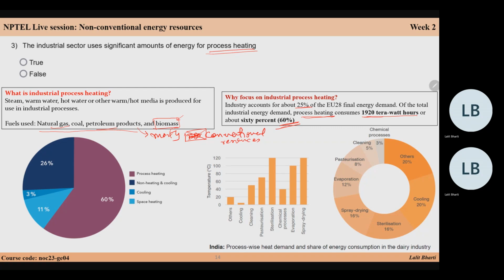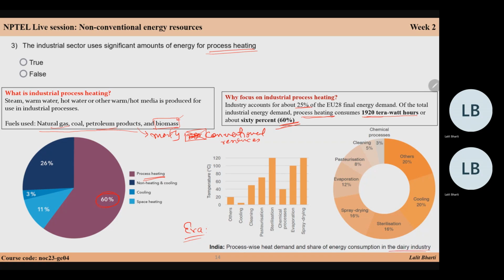So we need to take industrial process heating very seriously. We can see that 60% of industrial energy demand comes from process heating. This is an example in the Indian context: process heating and the share of energy consumption in the dairy industry.